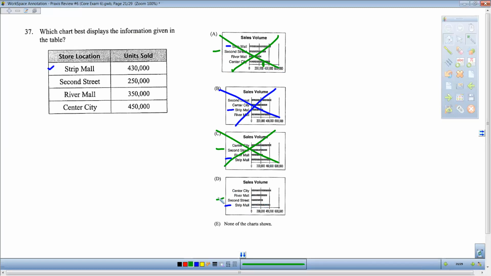So Second Street would be, this would be correct to show about 250,000. River Mall, of this one, would be 350,000. That's almost 400,000. That looks good. And Center City is 450,000, which is a little bit more. So D would be correct.